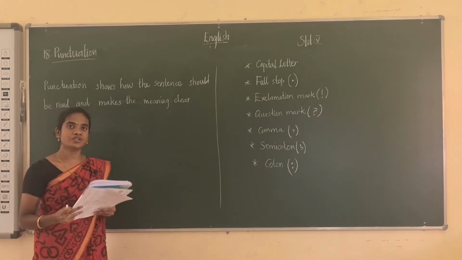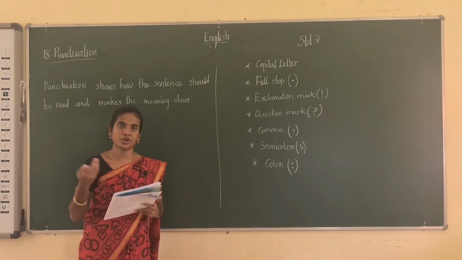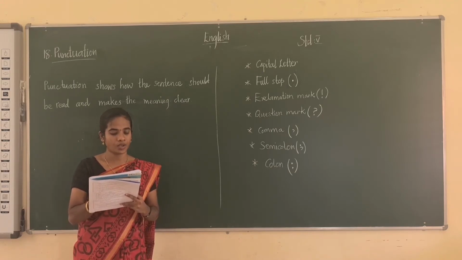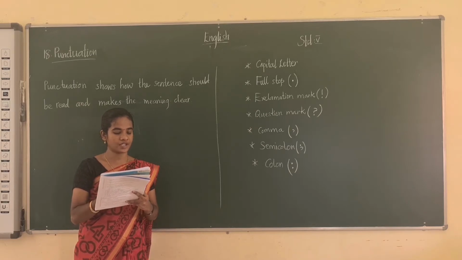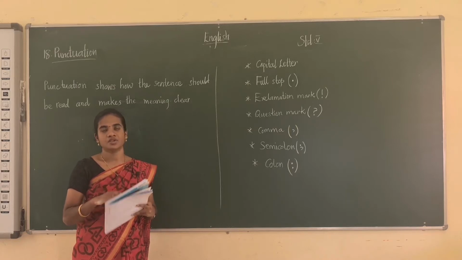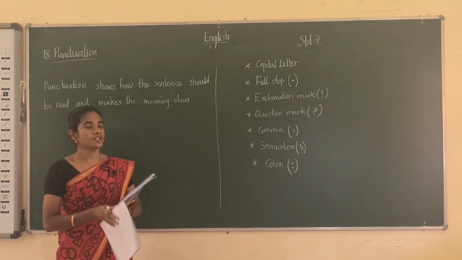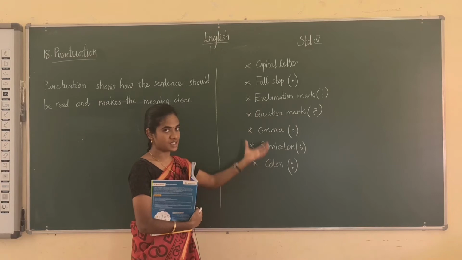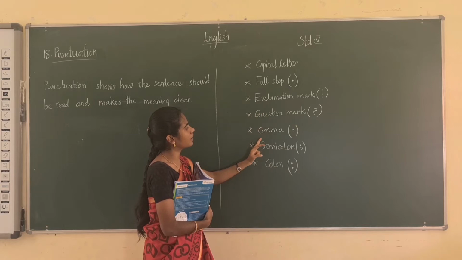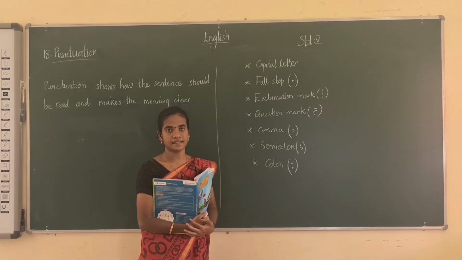Now students, what punctuations do you come across? Can you tell me the names? Now I will tell you some of the punctuations. They are full stop, comma, colon, semicolon, question mark, exclamation mark, slash, apostrophe, quotation mark, hyphen. We have a lot of punctuations. In today's class we are going to see these punctuation only: capital letter, full stop, exclamation mark, question mark, comma, semicolon, colon. These punctuation marks only we are going to discuss in today's class.